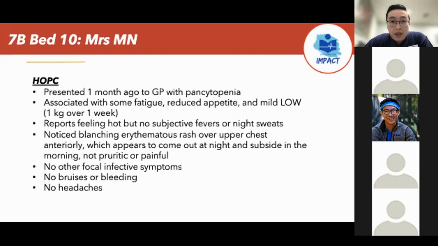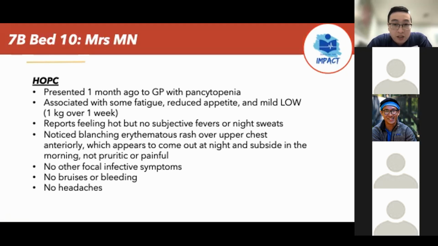So a bit more about her presentation. She presented actually 1 month ago to the GP with pancytopenia, which was associated with some fatigue, reduced appetite, and mild loss of weight. She reports feeling hot, but no subjective fevers or night sweats.